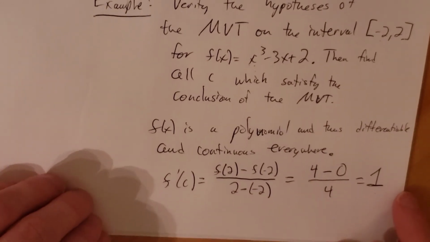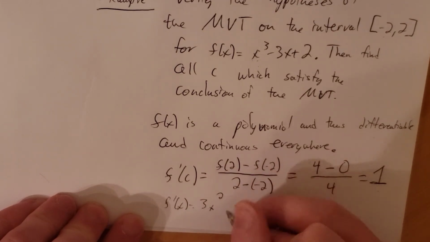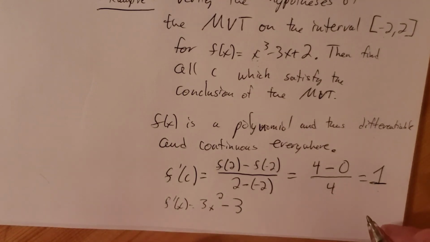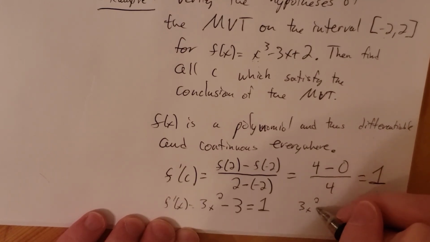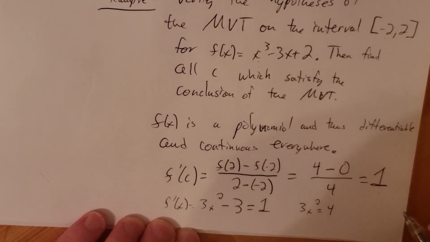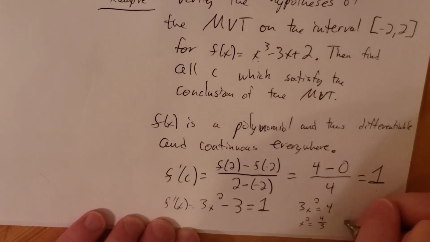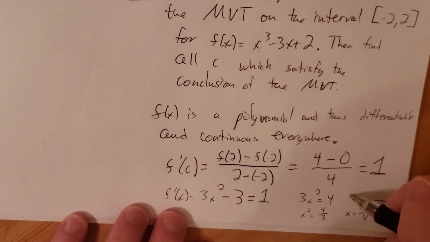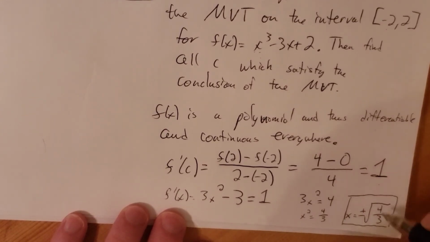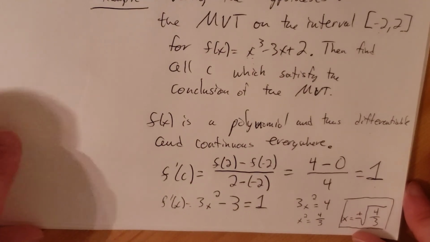Well, let's find that. How do we do that? Well, what is f prime of x? That is 3x squared minus 3. And we want to set that equal to 1. This implies that 3x squared is equal to 4. So x squared is equal to 4/3, and x is equal to plus or minus the square root of 4/3. And in fact, what this tells us is that we found 2. There was at least 1, but it turns out that there were 2. Both of these values are between -2 and +2, so both satisfy the conclusion to the mean value theorem.